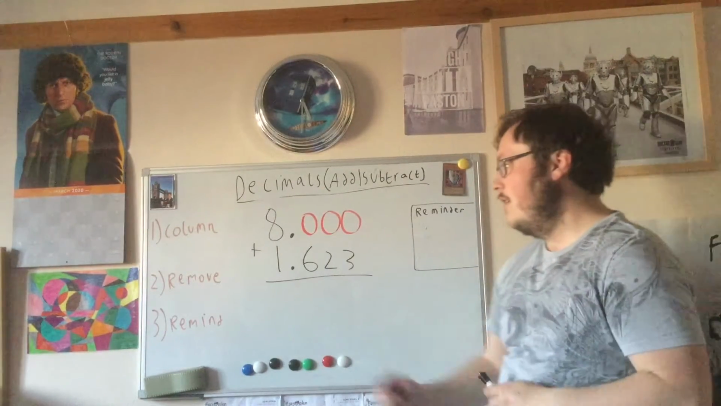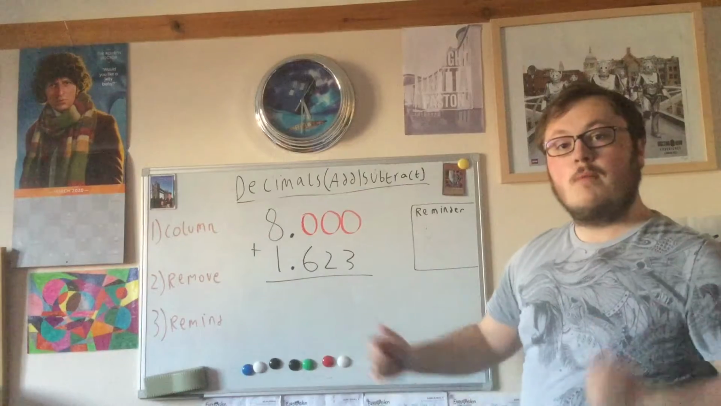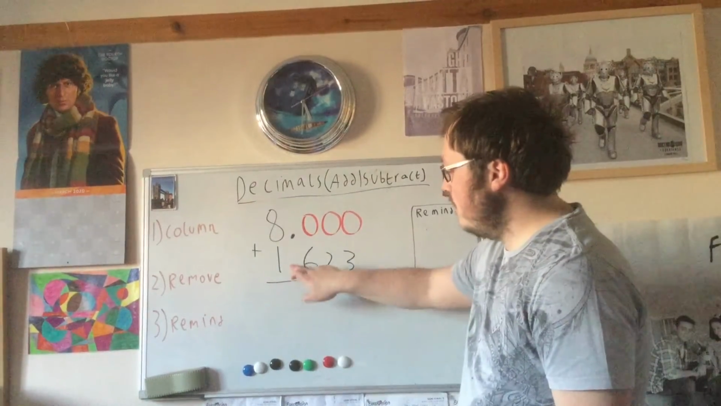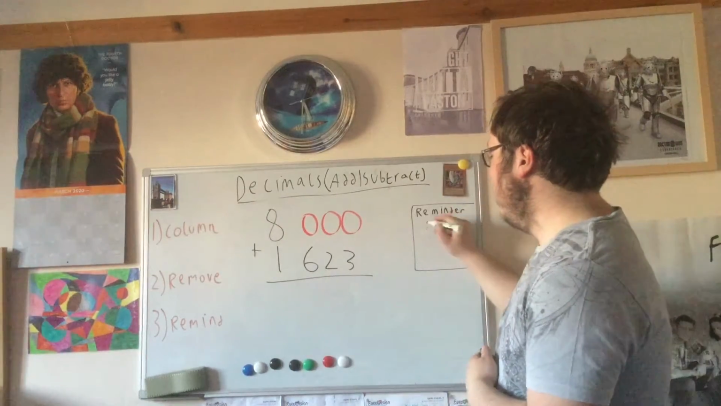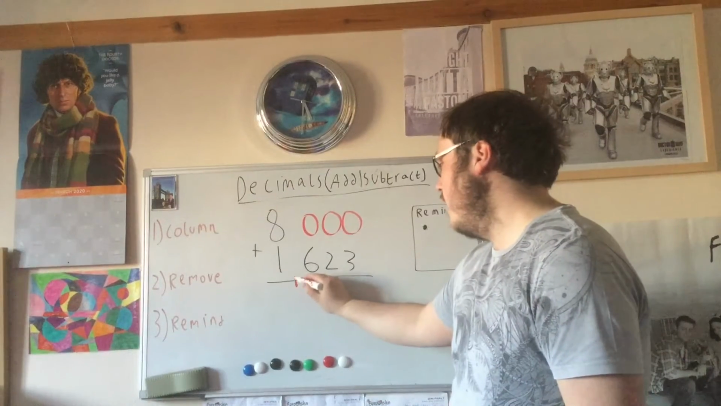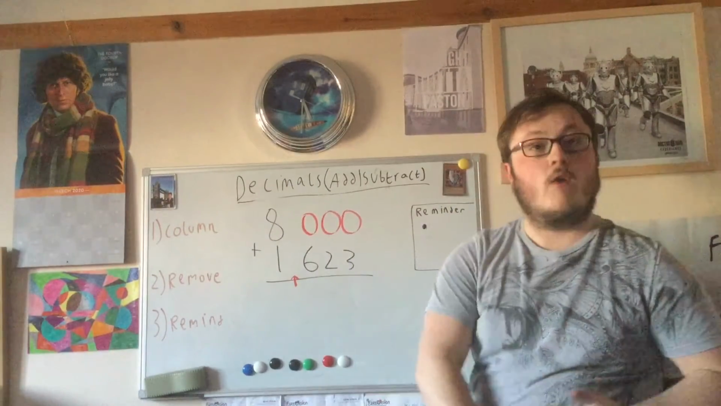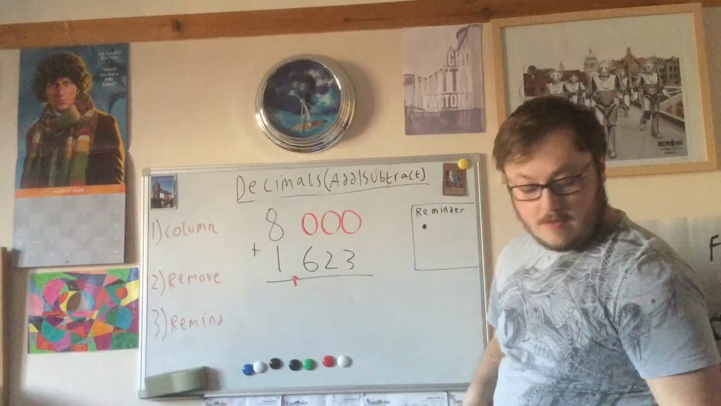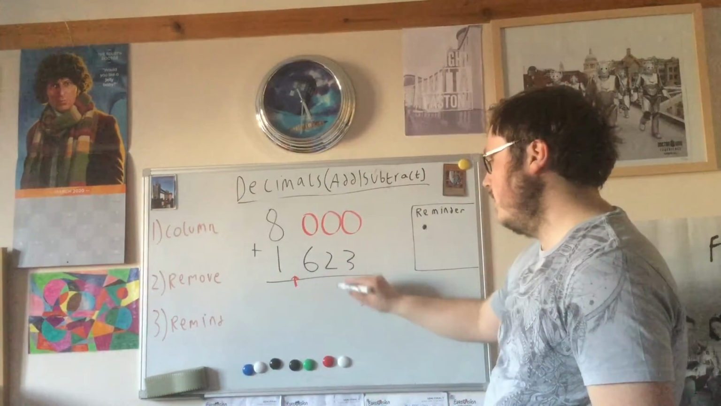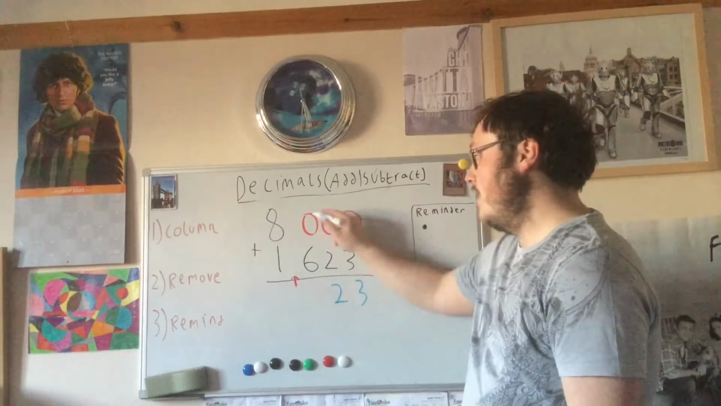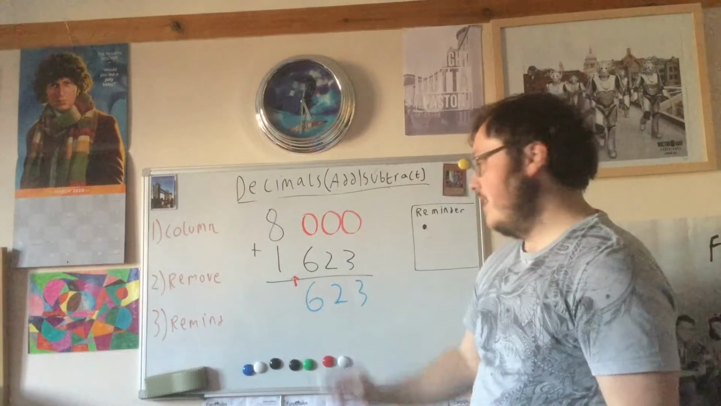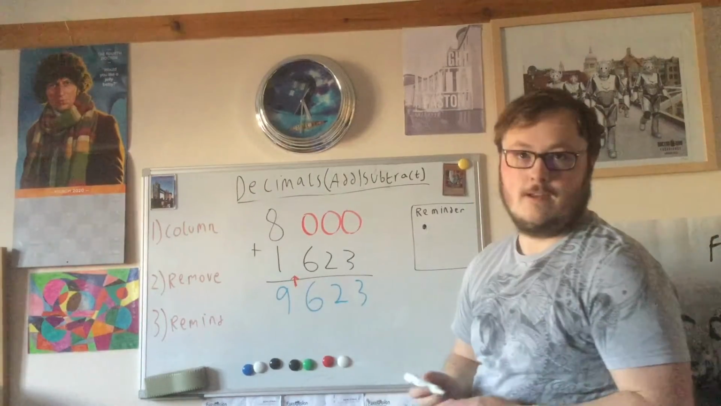So now, next step, we remove the decimals. So remove this decimal, put it in the reminder box, and then mark with a little red pen where they were. Now, let's add them. 0 and 3, that gets us 3. 0 and 2, that gets us 2. 0 and 6, that gets us 6. 8 and 1 gets us 9.